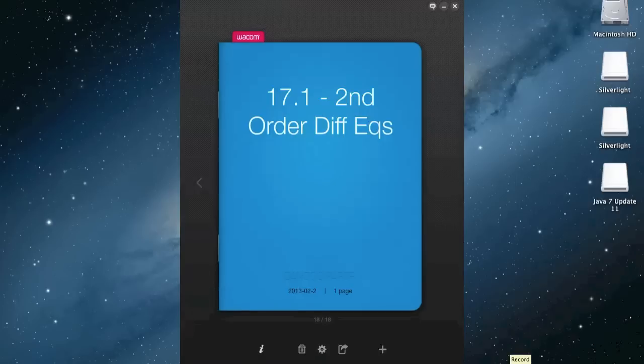Okay, so we're about to start chapter 17, which seems like it's way out of order, but really follows right after chapter 9. And the topic here is second order differential equations.